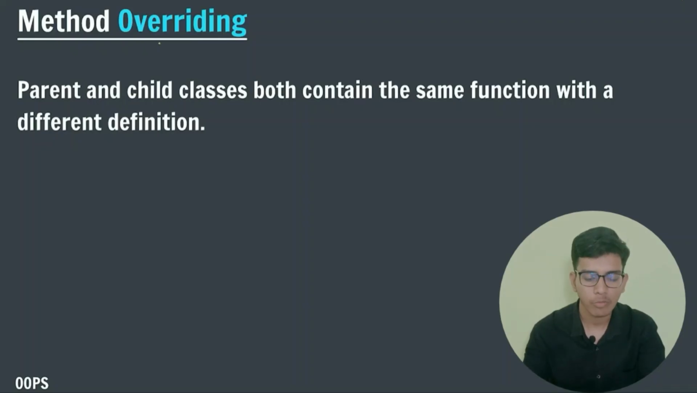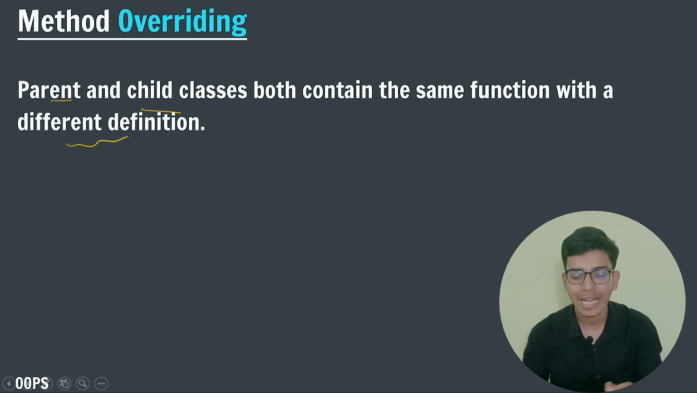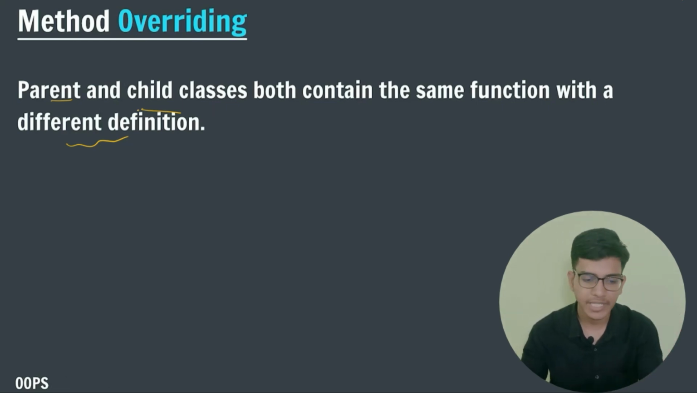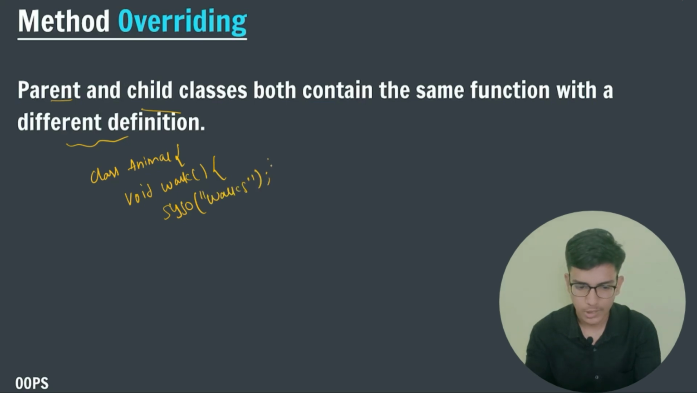The meaning of method overriding is that the parent and child class both have the same function, but the definition of that particular function changes when it comes to our child class or in the parent class. To understand that, let me take an example. I am creating a class, that is animal. In the animal class I am creating a function, that is void walk. In this I am printing that our animal can walk, so I can print system.out.print walks. That's all. This is my class completed.